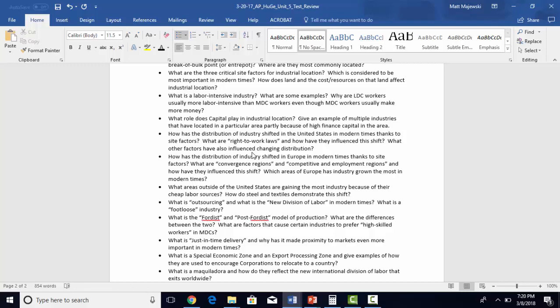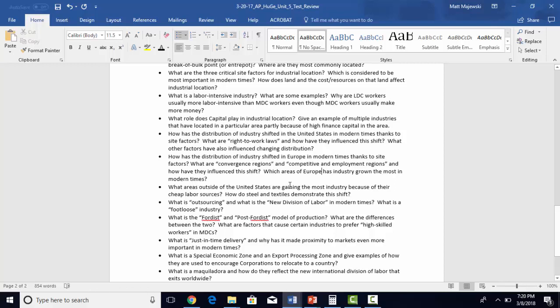What other factors have also influenced this changing distribution? I mentioned some of this today. The development of infrastructure like roads and railroads throughout the country, as opposed to just in the north and in the east, helped. Weather, all right, and developments like refrigeration and air conditioning have clearly helped as well.